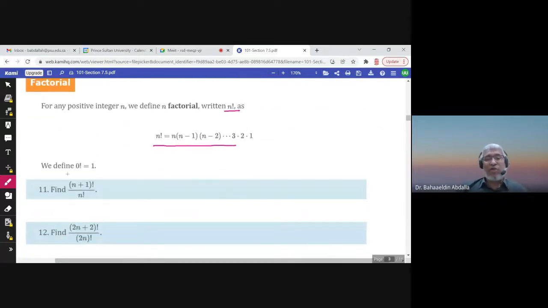0 factorial is 1 by definition. Okay, so 0 factorial is 1. 1 factorial is 1. 2 factorial is 2 times 1, which is 2. 3 factorial is 3 times 2 times 1, which is 6. 4 factorial would be 4 times 3 factorial, so it would be 4 times 6, which is 24. So notice this fact that I can write 4 factorial as 4 times 3 times 2 times 1 or 4 times 3 factorial. That's important.